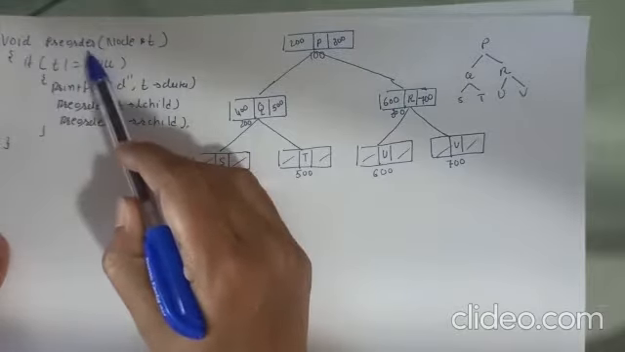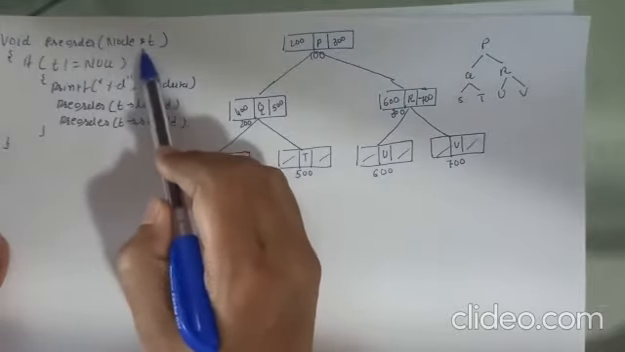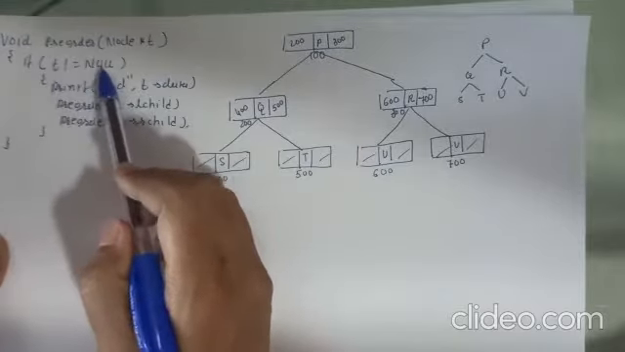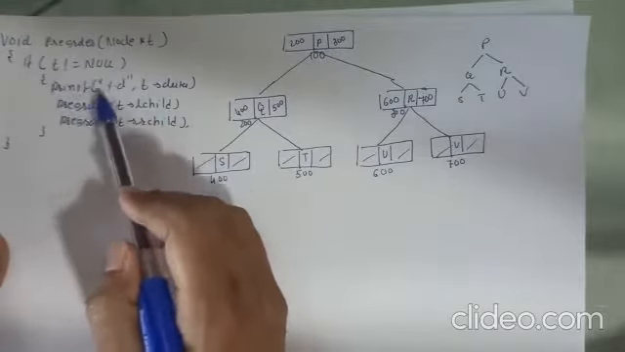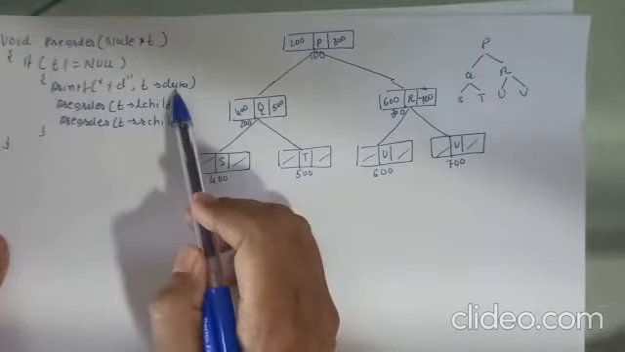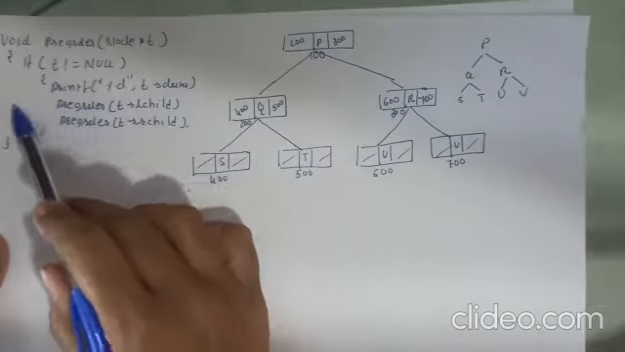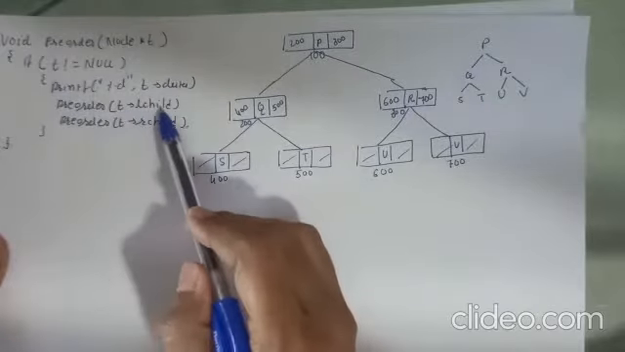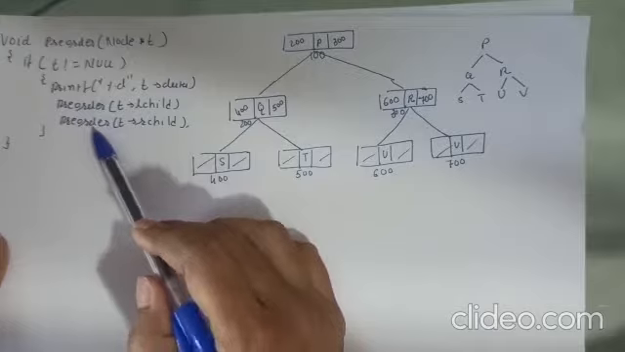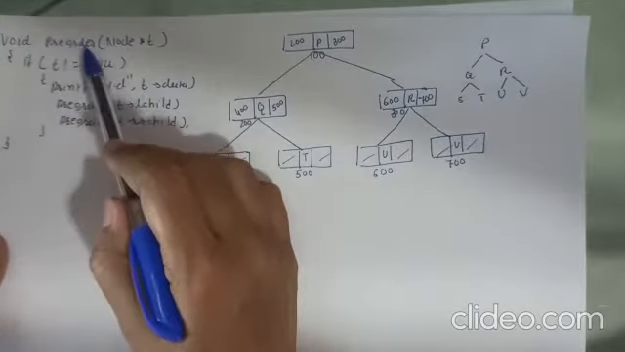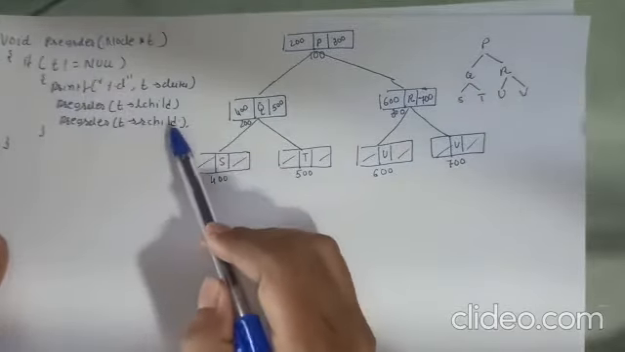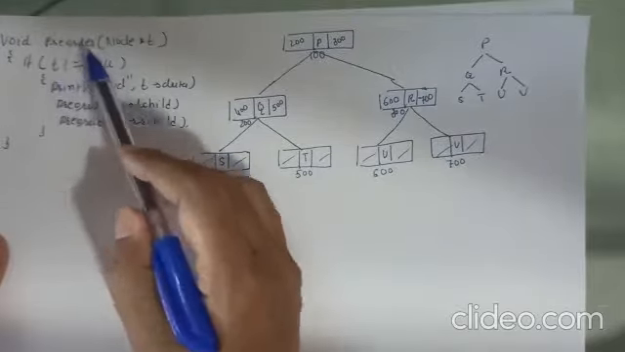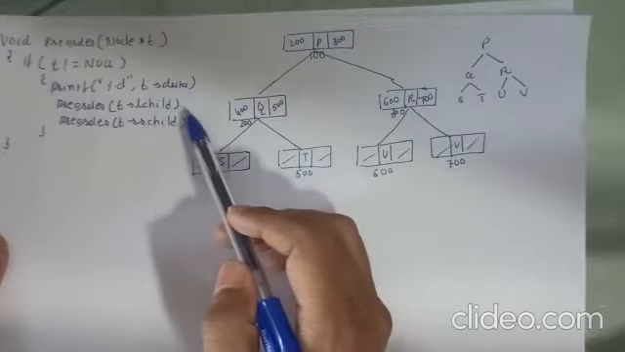Void preorder, and we pass here the address of the tree. Now if the root node is not equal to null, we will first process t of data, and then we will recursively call the preorder with t of L child, and again we will recursively call the same function with t of R child. So we have already discussed pre-order is nothing but root, left and right.